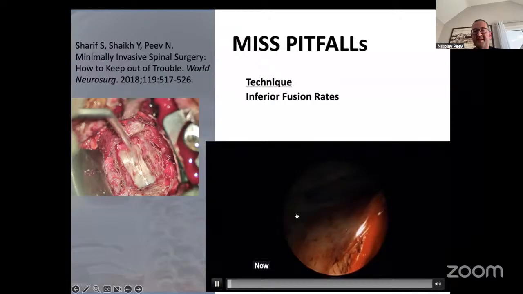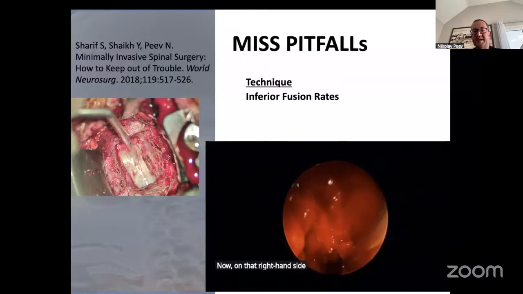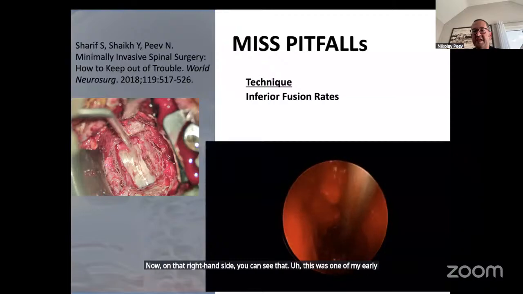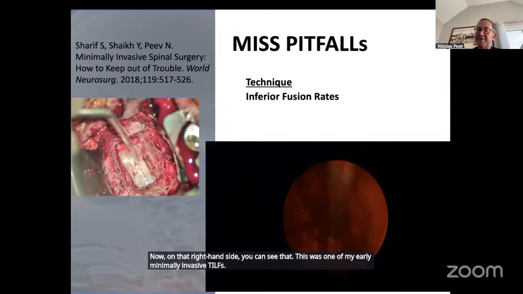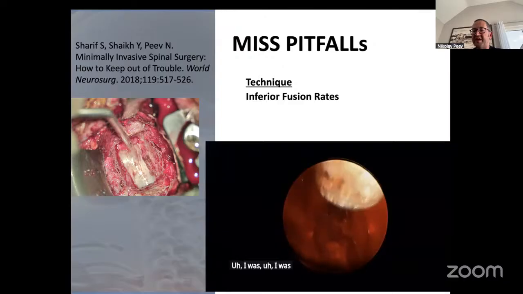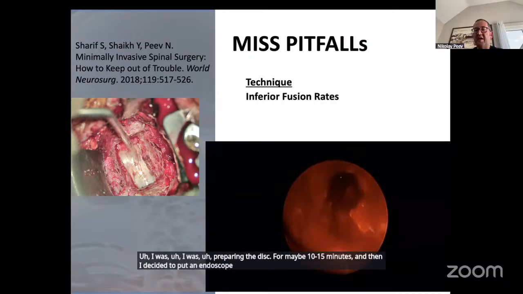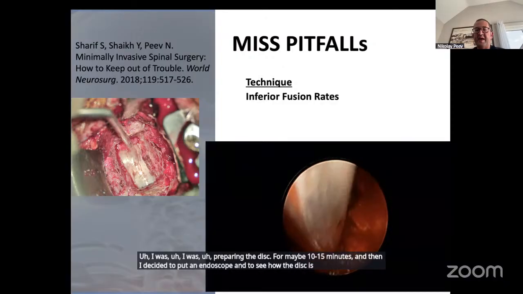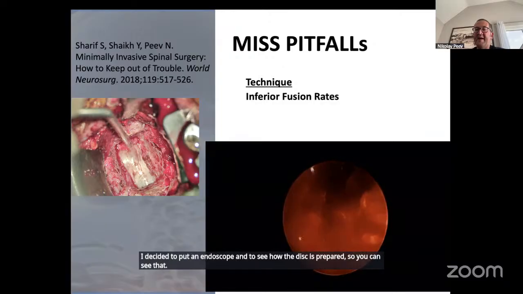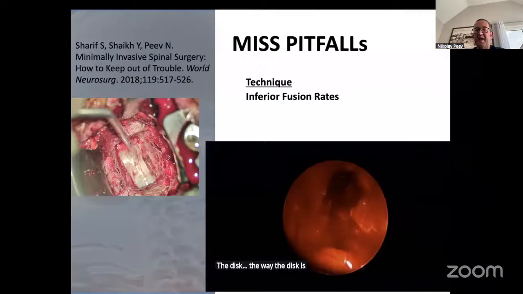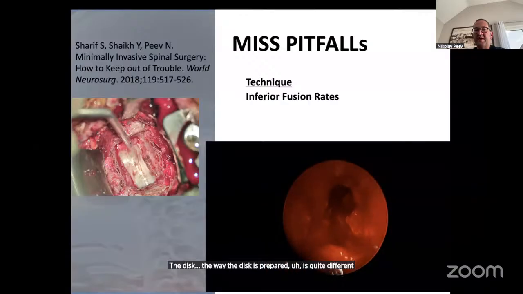Now on that right-hand side, you can see that this was one of my early minimal invasive TLIFs. I was preparing the disc for maybe 10-15 minutes, and then I decided to put in an endoscope to see how the disc is prepared. You can see that the way the disc is prepared is quite different from the one on the left-hand side.